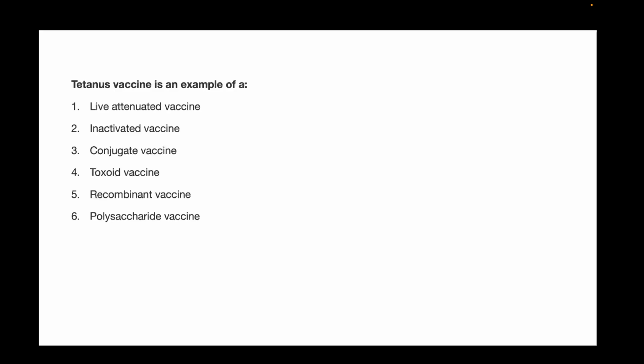The correct answer here would be option 4, toxoid vaccine. So the tetanus vaccine is created using the inactivated tetanus toxin or a toxoid, not the live or the killed bacteria itself. And this toxin is chemically treated to remove toxicity but retain its ability to stimulate an immune response. These are generally designed to protect against diseases caused by bacterial toxins by generating immunity to the toxin rather than the infecting organism itself. And tetanus vaccine is one such toxoid vaccine.